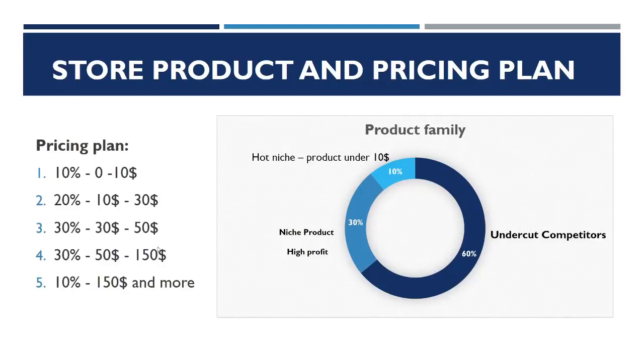10% of our products have to be from $0 to $10. 20% of our products have to be between $10 to $30. 30% of our products should be between $30 to $50. And 30% should be between $50 to $150, and then 10% more should be above $150 and more, can be $1,000, depends on your limits. Is that clear to everyone?